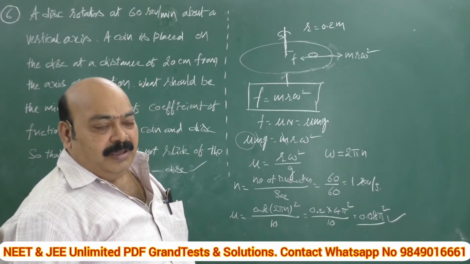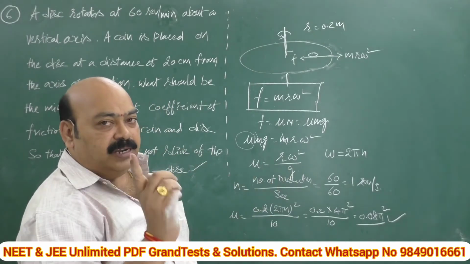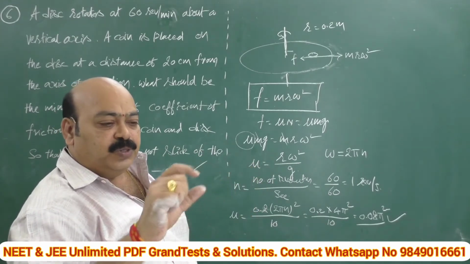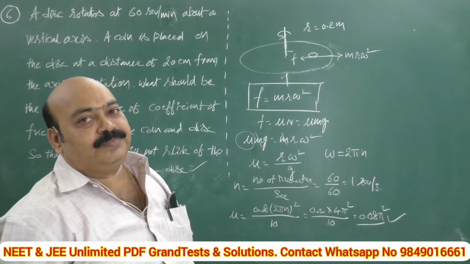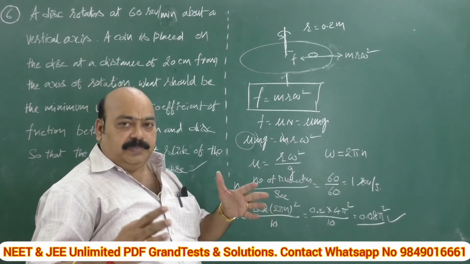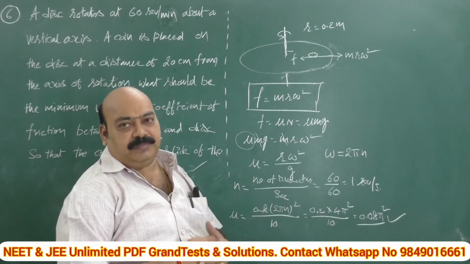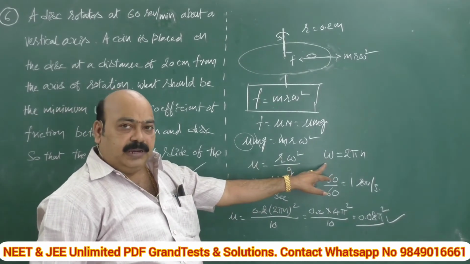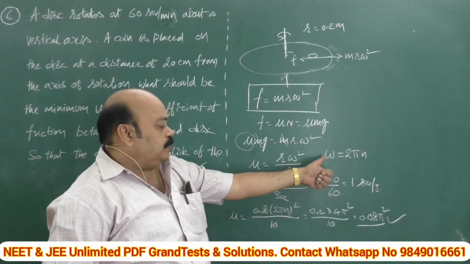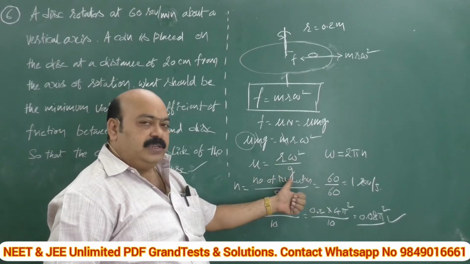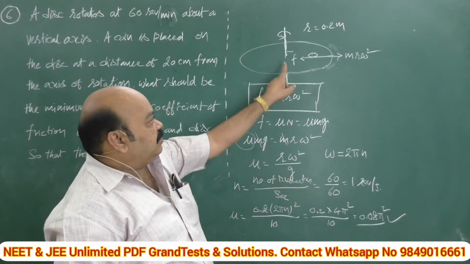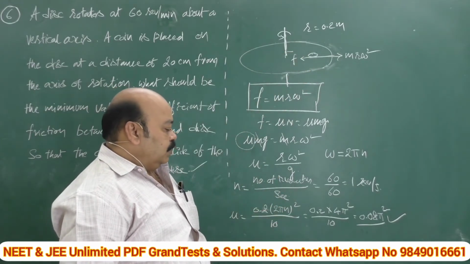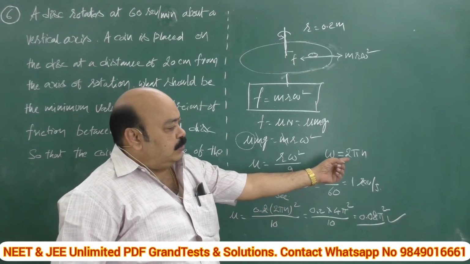Once again, a coin is placed on a horizontally rotating disc at a certain distance. What should be the coefficient of friction so that the coin does not fly off? Beautiful condition, very good condition. That means it is between circular motion and friction. When it is rotating, what is the angular velocity? The angular velocity is given as 2 pi n. So substitute this value, mu is equal to r omega square by g. What is r? The distance from which it is placed, 20 centimeter, nothing but 0.2, into omega, 2 pi n.